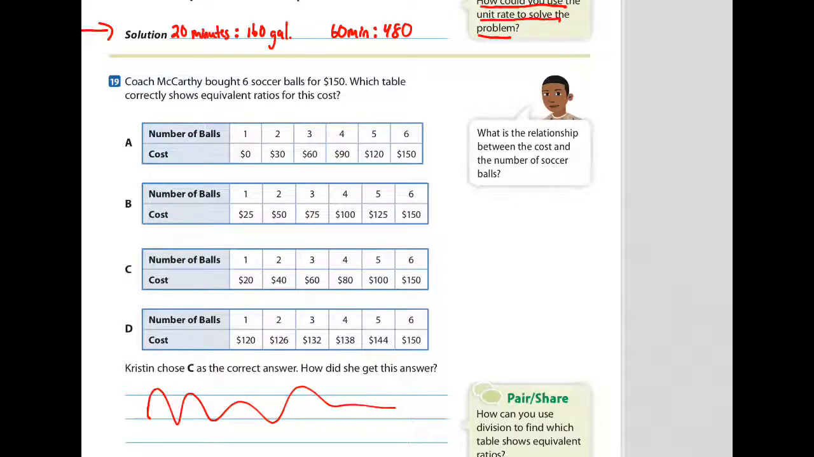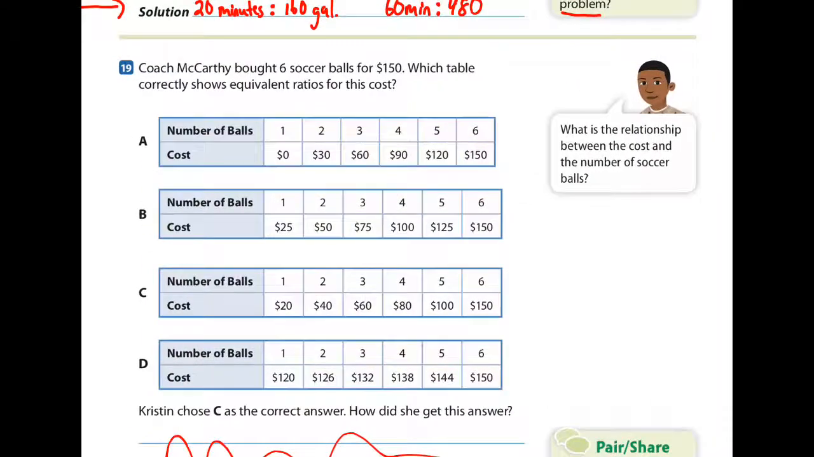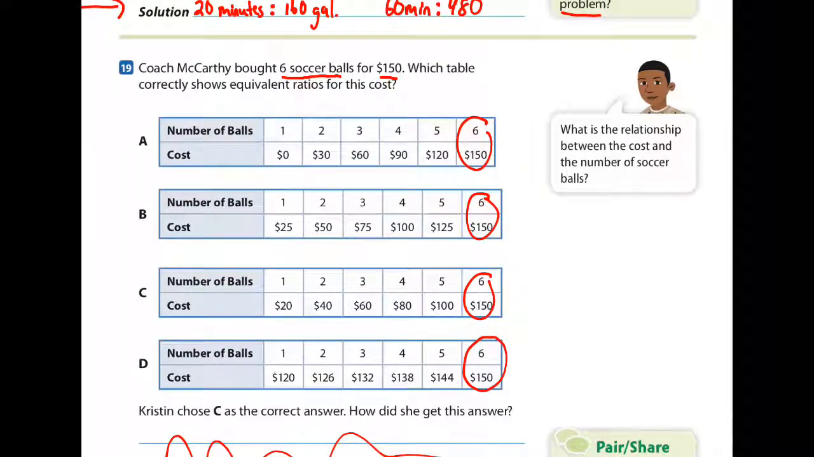All right, so let's see what you did. You should have number 19 done. So number 19 says, Coach McCarthy bought 6 soccer balls for $150. Which table correctly shows equivalent ratios for this cost? So the first thing I'm going to look at is whether I can eliminate any answers. Do they all have the ratio 6 soccer balls for $150? And if you look here, all of them have that. So we can't eliminate any answers there.